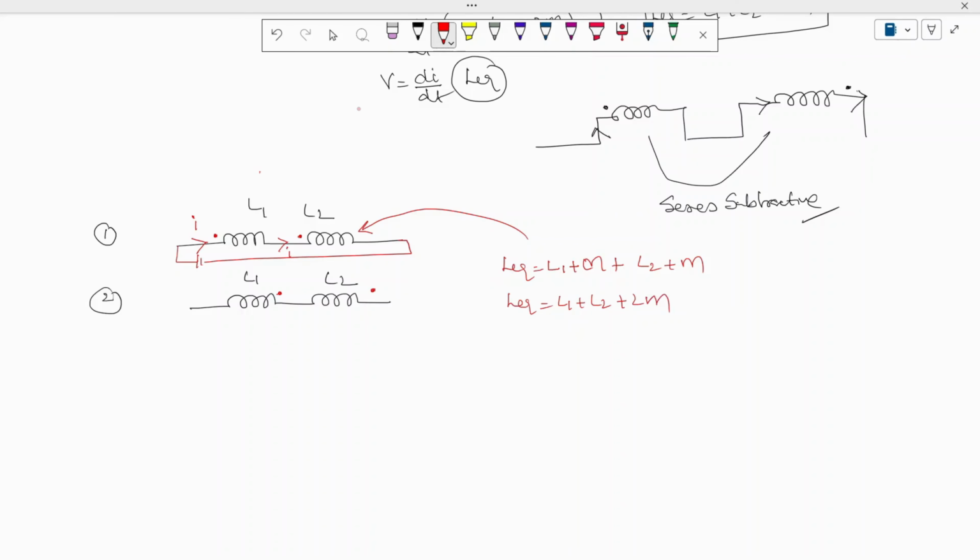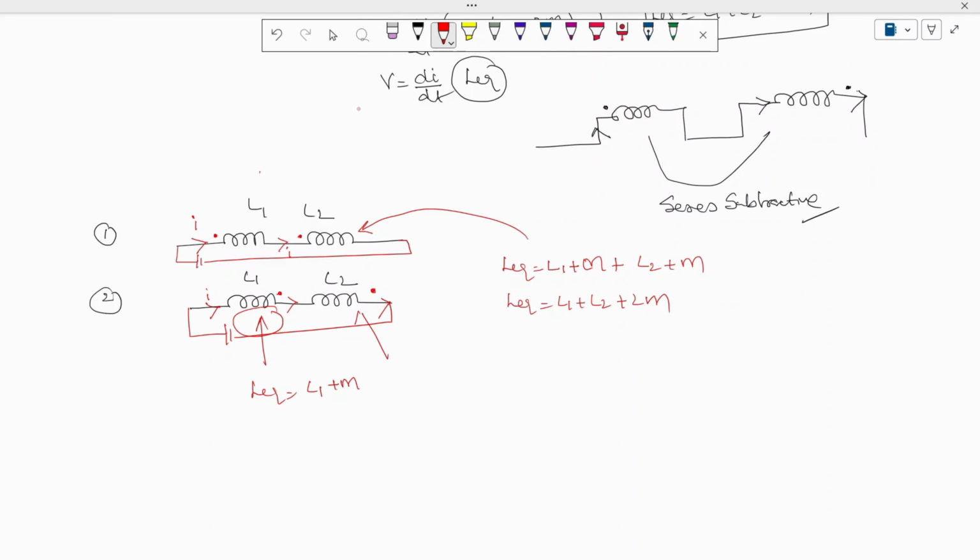And similarly in this coil also, if you apply the voltage, the current flows through L1 and L2, but here the dot is there whenever the current is leaving. Here also the dot is there whenever the current is leaving. Whenever the dots are at leaving, L equivalent of this coil is L1. Since currents are leaving, we can directly write it as plus M.